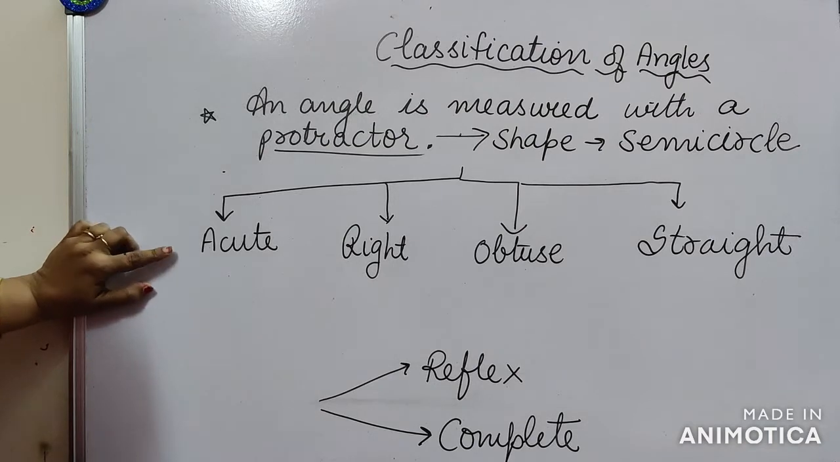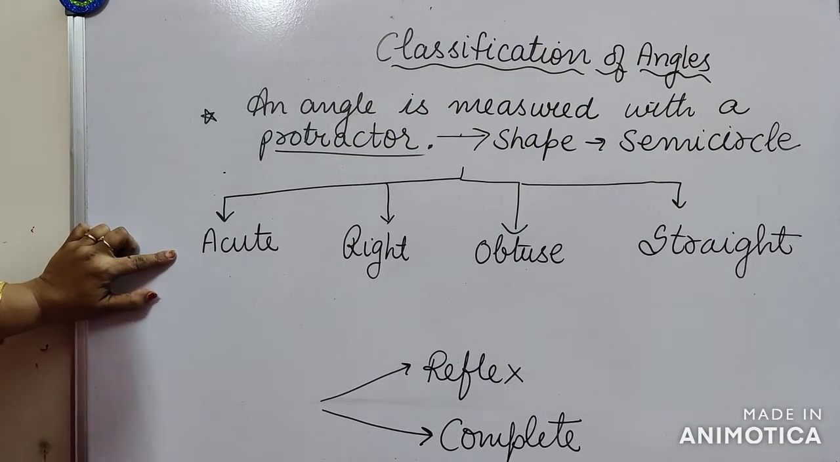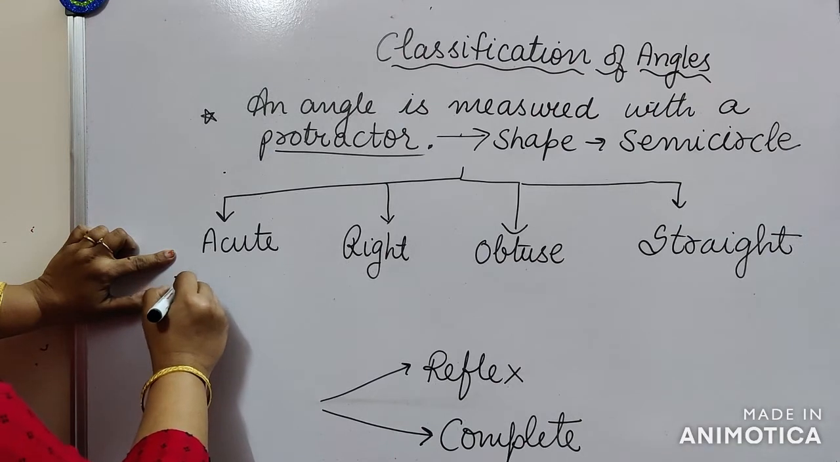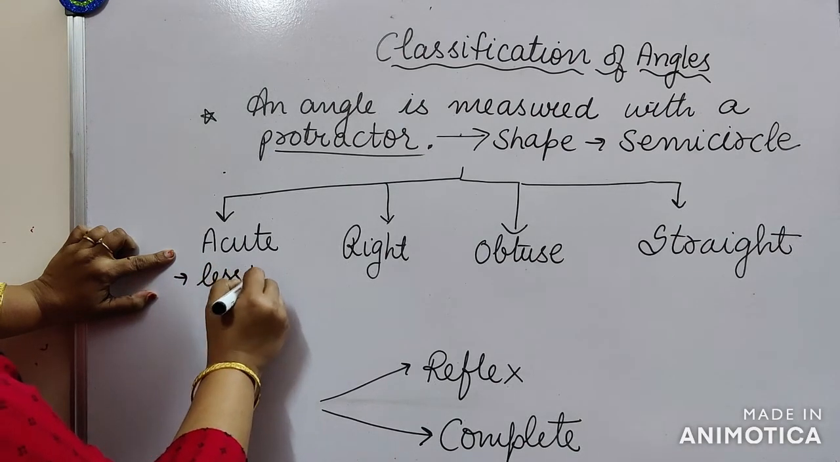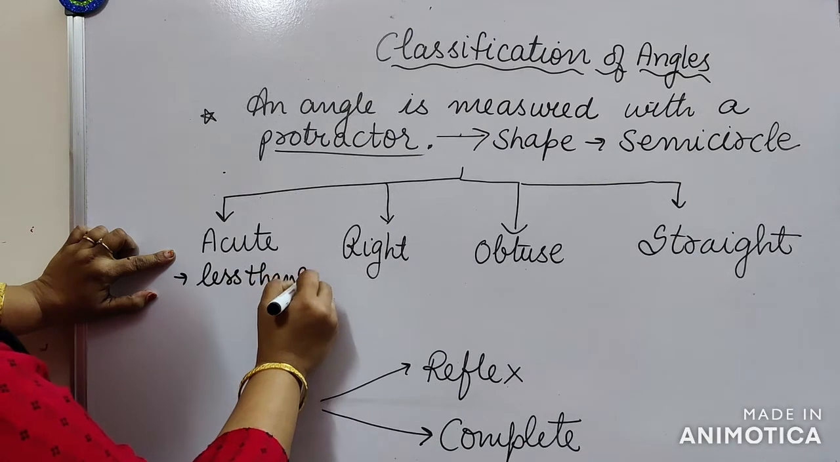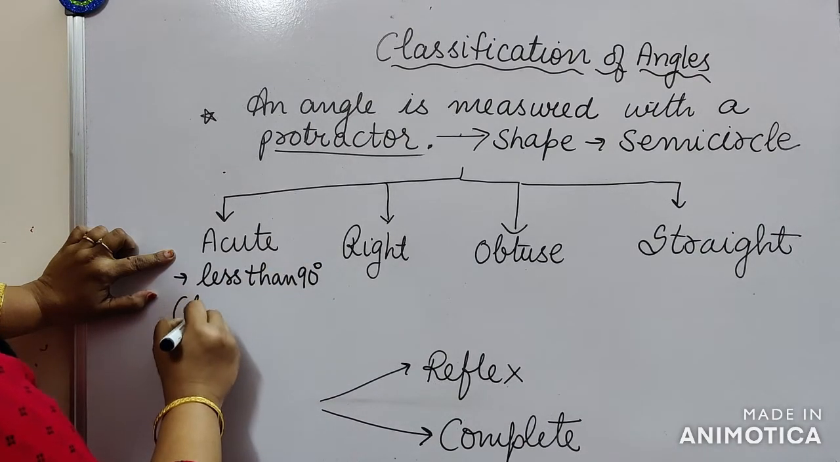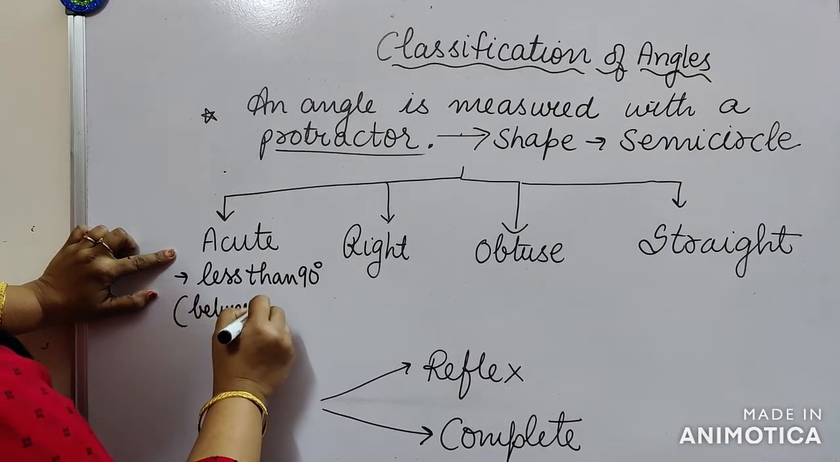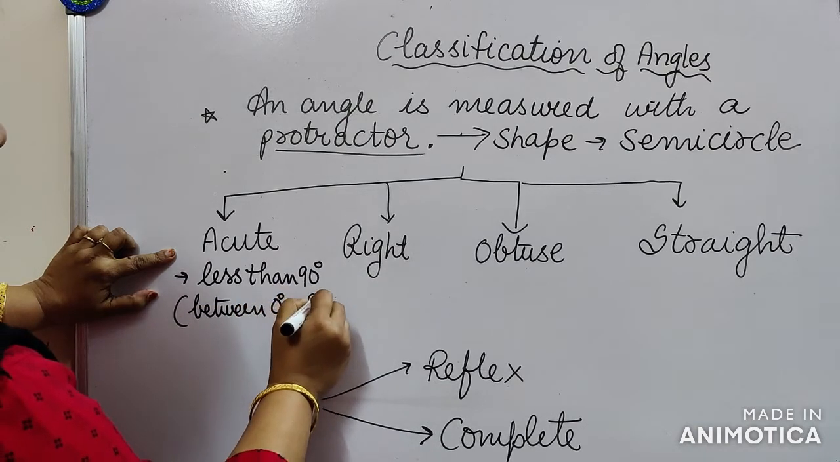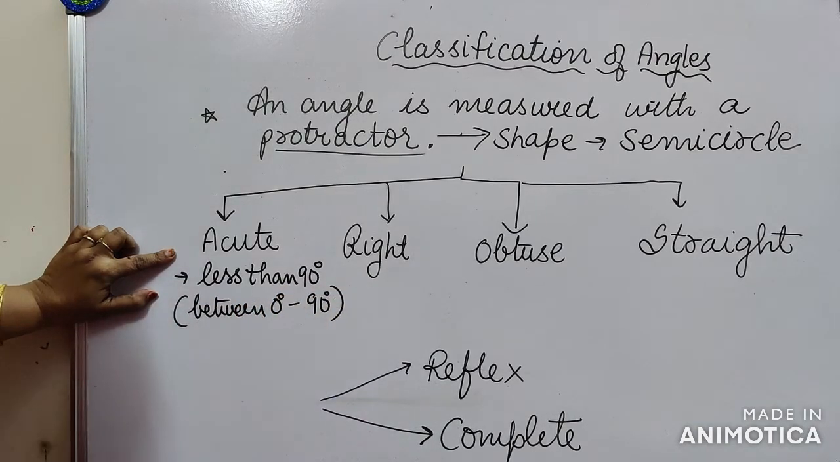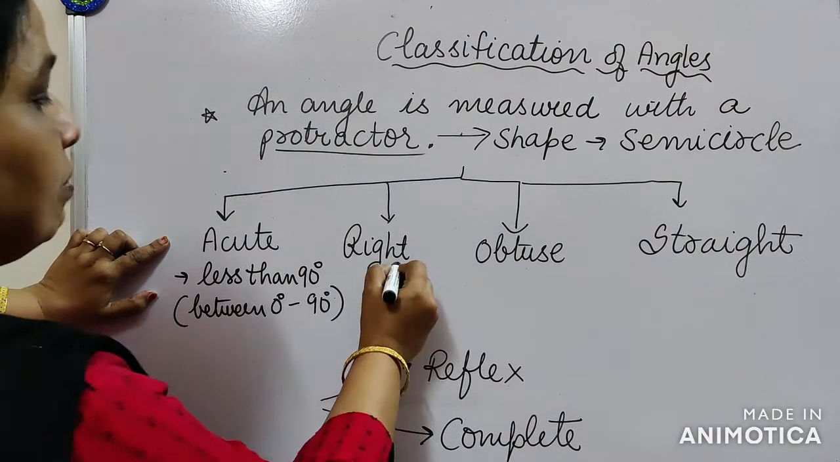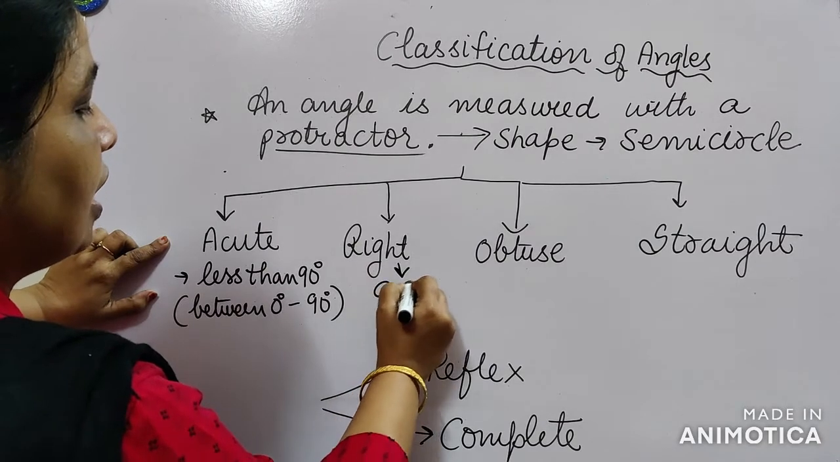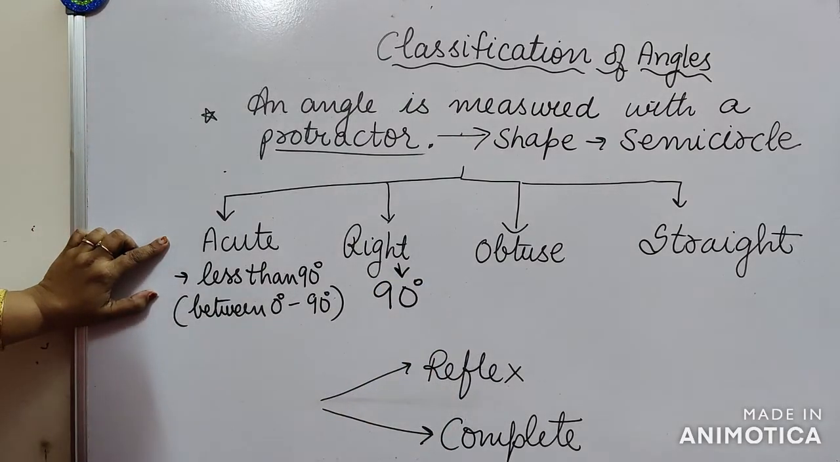So first I will talk to you about the acute angle. Acute angle means the angle which is less than 90 degrees, right? Or you can say it is between 0 degree and 90 degree, as 65 degree, 35 degree, 40 degree, like this, right children? Now when we talk about the right angle, exactly 90 degree angle is called a right angle.